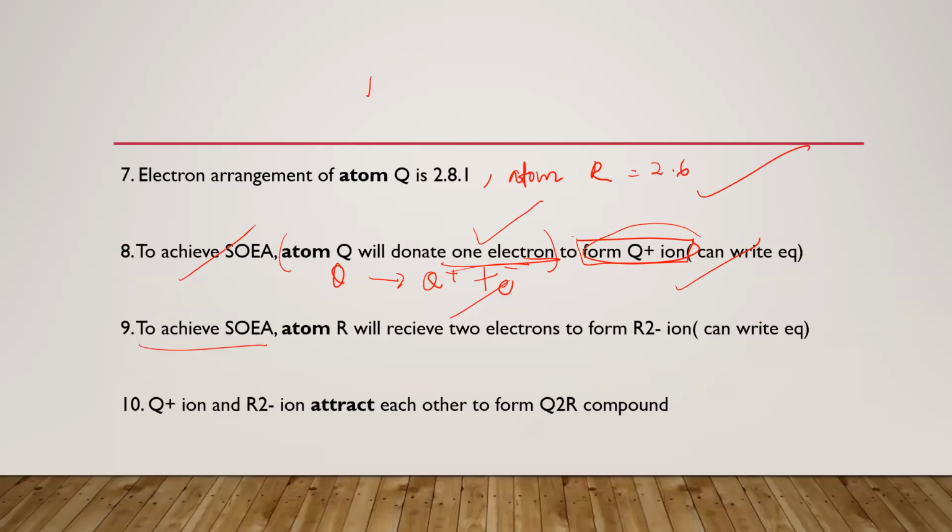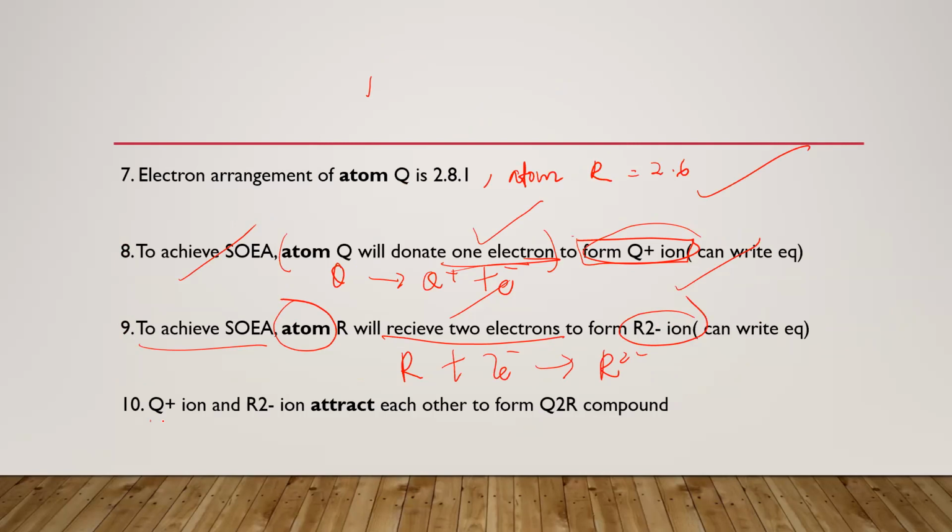Okay, I want to achieve stable octet electron arrangement. Atom R receives 2 electrons to form R2 minus. I can also write it in an equation where I get R2 minus here. Excellent. And my last point, which students also always forget to do.